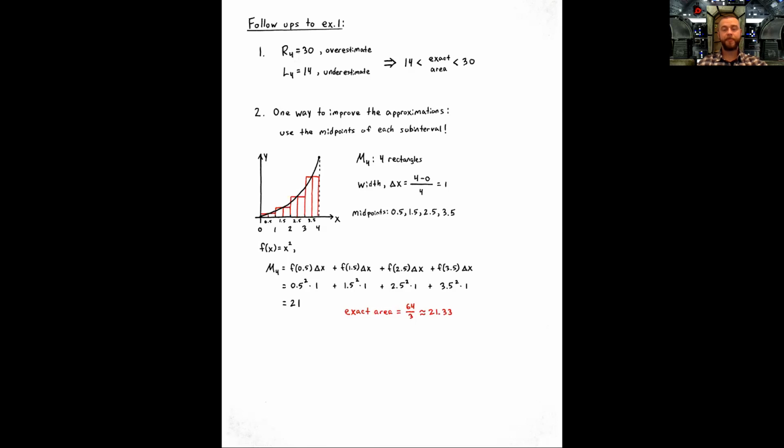Now, we don't have the tools yet for me to explain where this exact area comes from. The exact area is precisely 64/3. We will get to that before our course ends, but we're not ready for that yet. If you approximate that as a decimal, it's about 21.33, which is really, really close to what we found with the midpoint approximation using 4 rectangles, 21 units. So using only 4 rectangles, but now the midpoints, we get an accurate approximation.